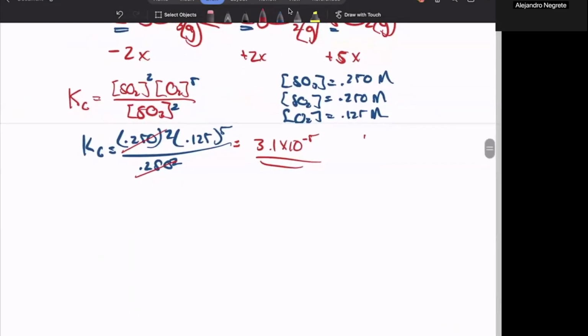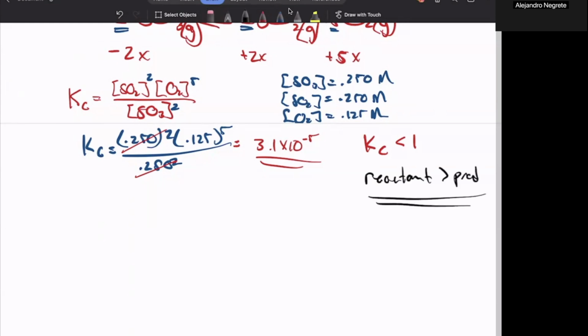And just as a reminder, K sub C is less than 1. Because it's less than 1, we're going to have more reactant than product. Not a spontaneous reaction. So our reactant is greater than the product here. We just learned that from the other chapter as well.